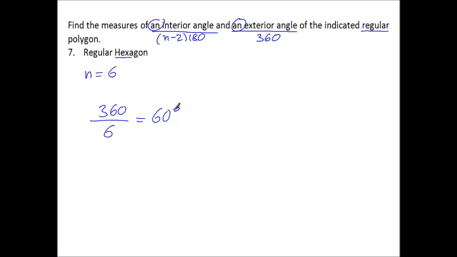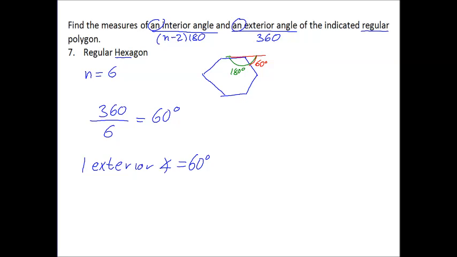So we know that one exterior angle measures 60 degrees. Now, if one exterior angle measures 60 degrees, and let's draw a little diagram here, that always helps, right? We got a hexagon here, and we just found out that our exterior angle has to be 60 degrees. Now, if the exterior angle is 60 degrees, and together they form a straight angle, they are a linear pair, they form a 180 degree angle, well then the interior angle has to be 180 minus 60, which is 120.